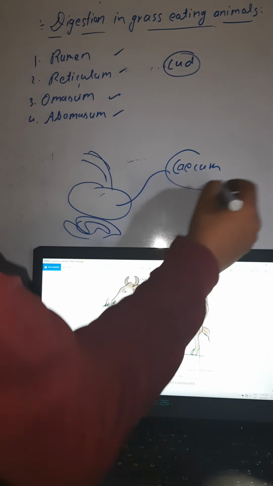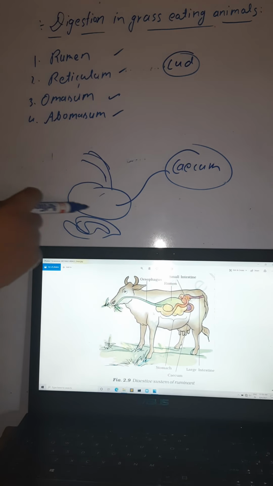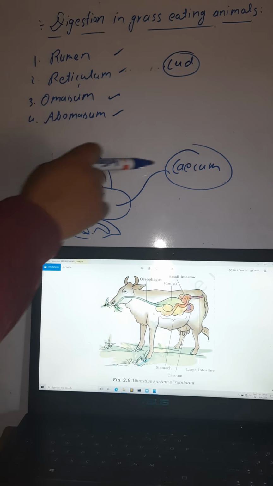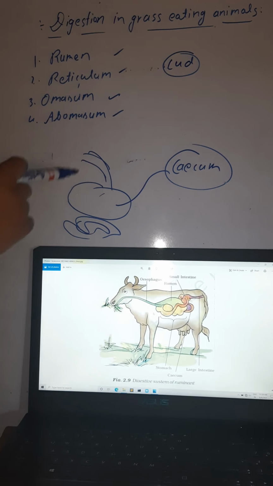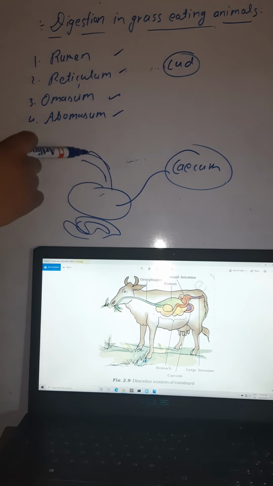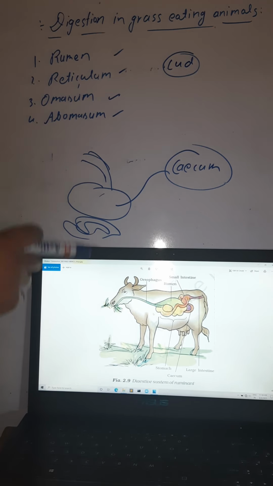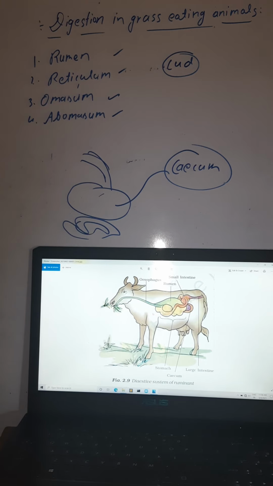This is the big structure you find in the rabbit and the horse. This structure is called the caecum. You find it in the horse and the deer, between the esophagus and the small intestine. Here the complete digestion takes place in the horse and the rabbit. Are you getting this? Very good.